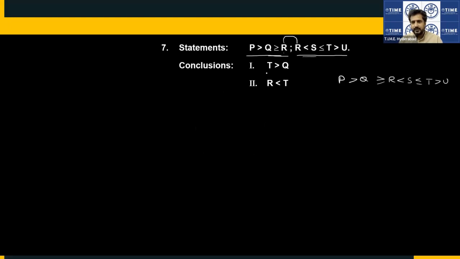So let's answer the question. T greater than Q. Between T and Q, I have opposite signs, so we cannot establish any relation. R and T: less than and less than or equal to leads to less than. So R less than T follows. So only 2 follows. It is choice 2.